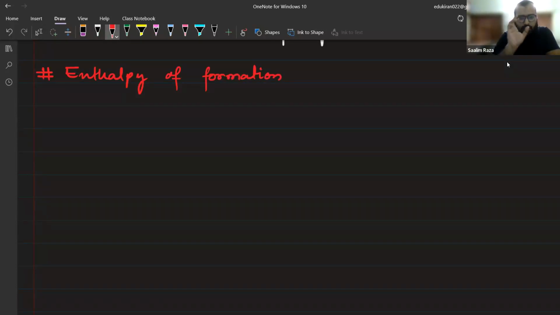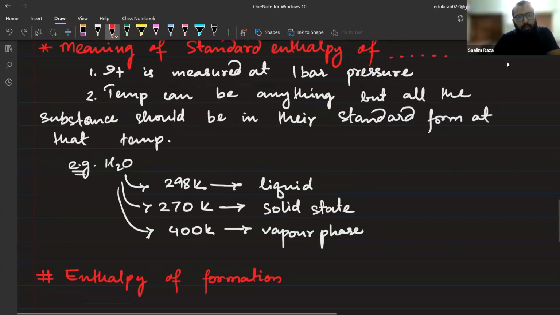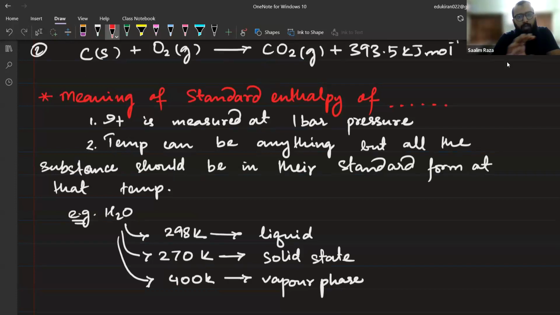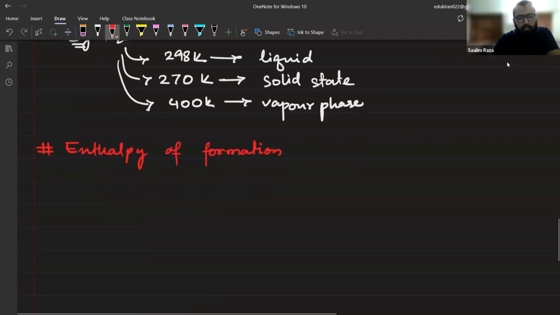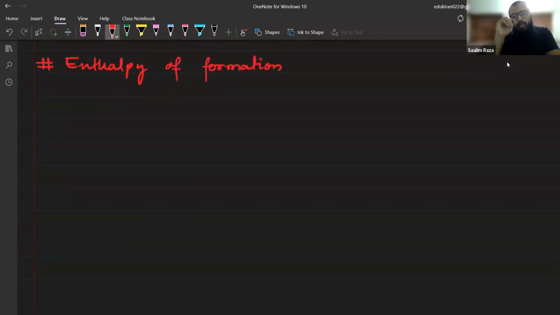Now, see, this enthalpy of formation is important. As soon as I add standard enthalpy of, what will happen? It will be just 1 bar and temperature will be anything. Okay? You don't have to be afraid of standard enthalpy. Remember enthalpy of formation. What happens in standard? In standard it should be just 1 bar, and if they are also specifying what is the temperature, all the chemical species should be in their standard form at that particular temperature.